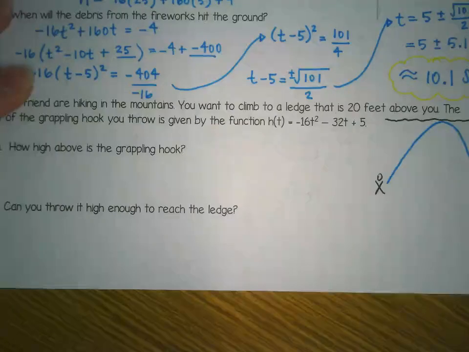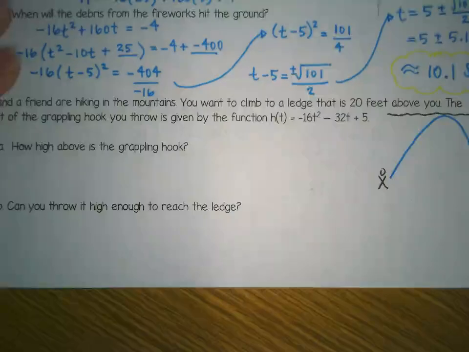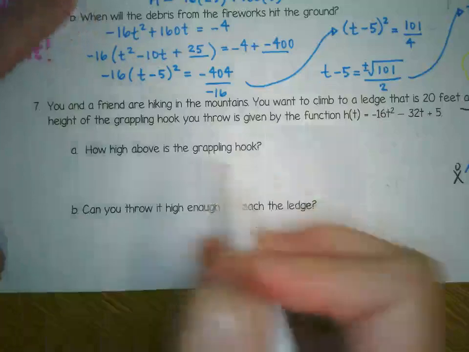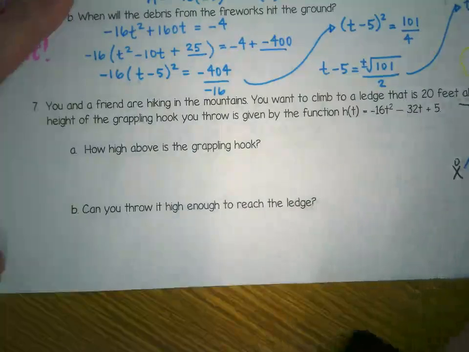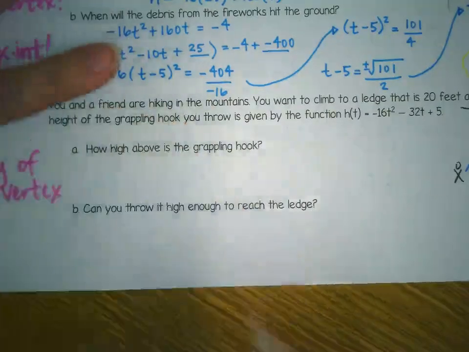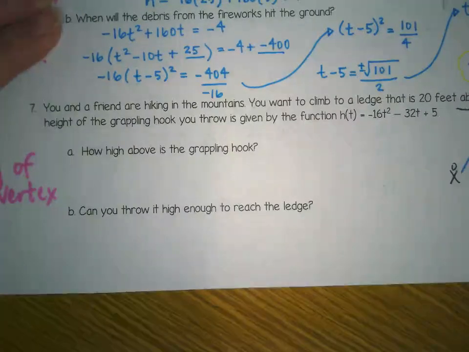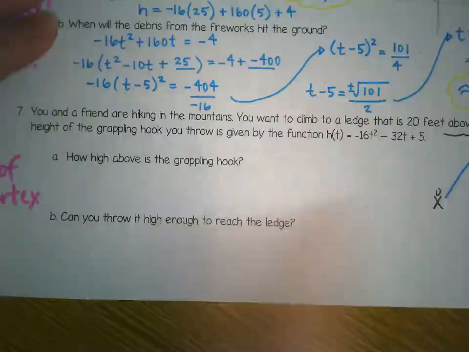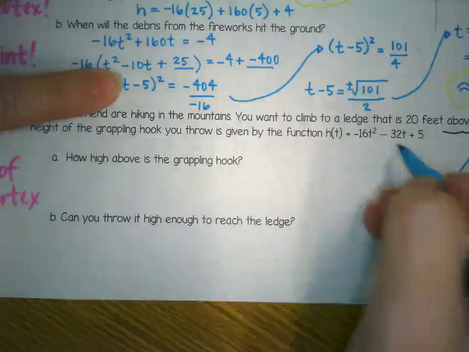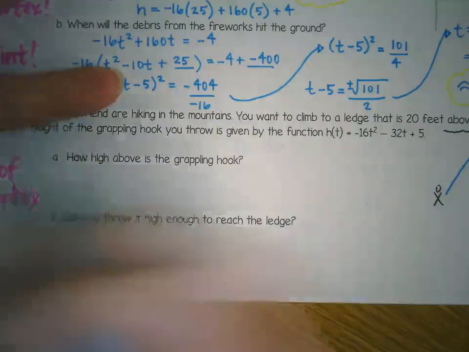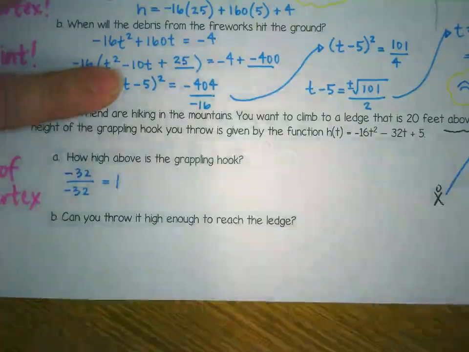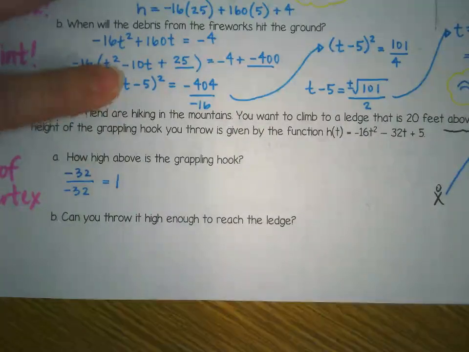Again, anytime I hear the question about the highest point, I know I'm looking for the vertex. So for this, if I want to know how high is the grappling hook, then I am looking for the y of the vertex. All right, so let's see. We were given standard form, so I think I'm just going to do negative b over 2a and then fill it in. All right, so if I do negative b over 2a, I get 1, which is awesome because that's easy to fill in.